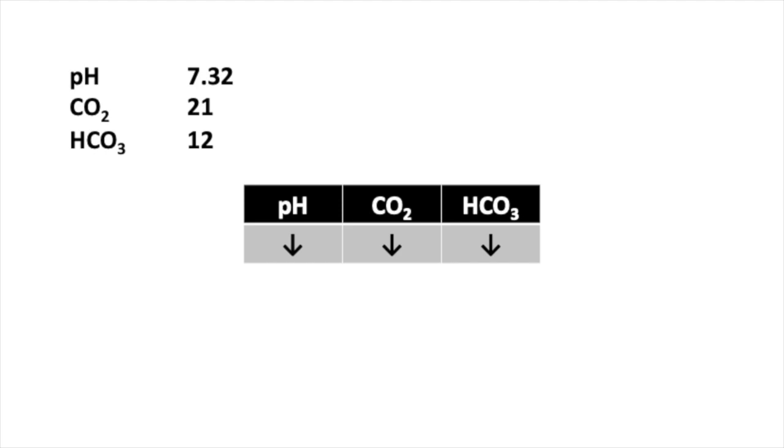This patient, the pH is low, the carbon dioxide is low, and the bicarbonate is low. Now, remember I said always look at the bicarbonate first. So if the pH is low and the bicarbonate is low, then this is a metabolic problem. The carbon dioxide is also low because the body's trying to compensate for the metabolic problem. This is a compensated metabolic acidosis.